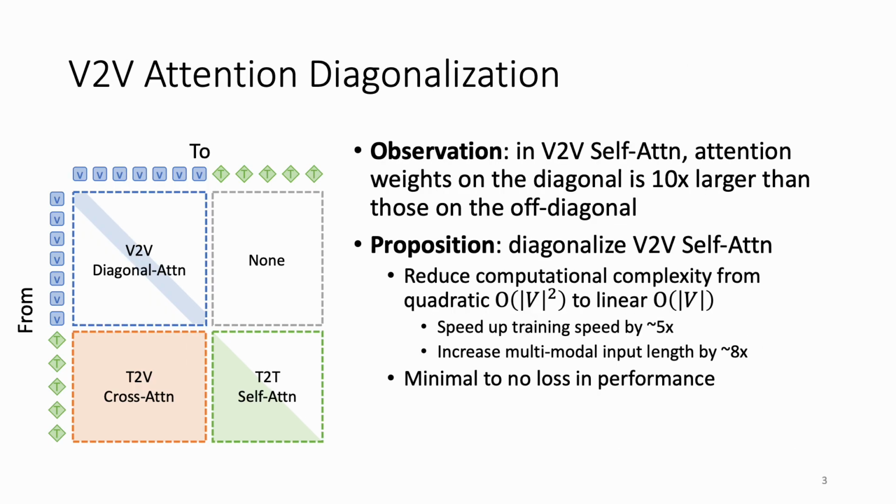By analyzing the decomposed attention, we first observe that in V2V self-attention, the attention weights mainly concentrate on the diagonal, motivating us to diagonalize the V2V self-attention. And with this diagonalization, we reduce the computational complexity for the visual tokens from quadratic to linear, which effectively speeds up training by 5 times and increases the multimodal input length by 8 times. Furthermore, in our experiment, we observe minimal to no loss in multimodal performance with this diagonalization.